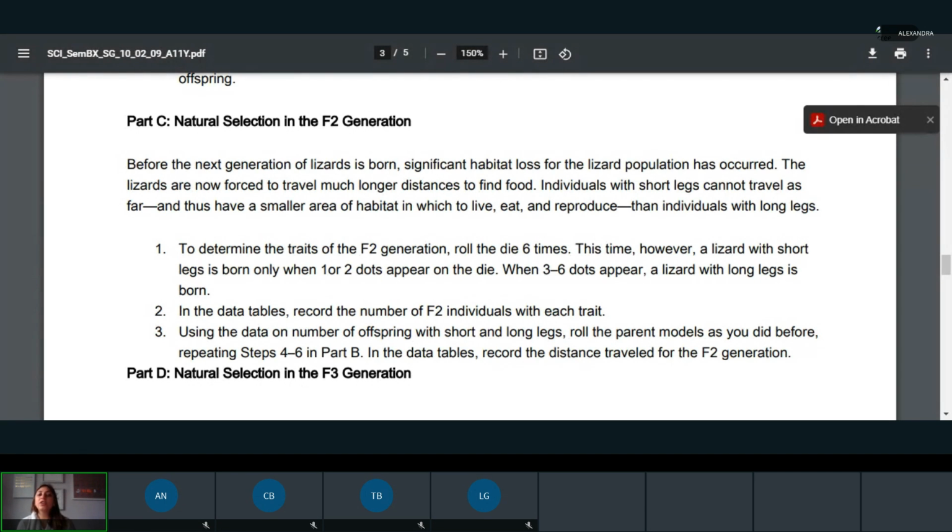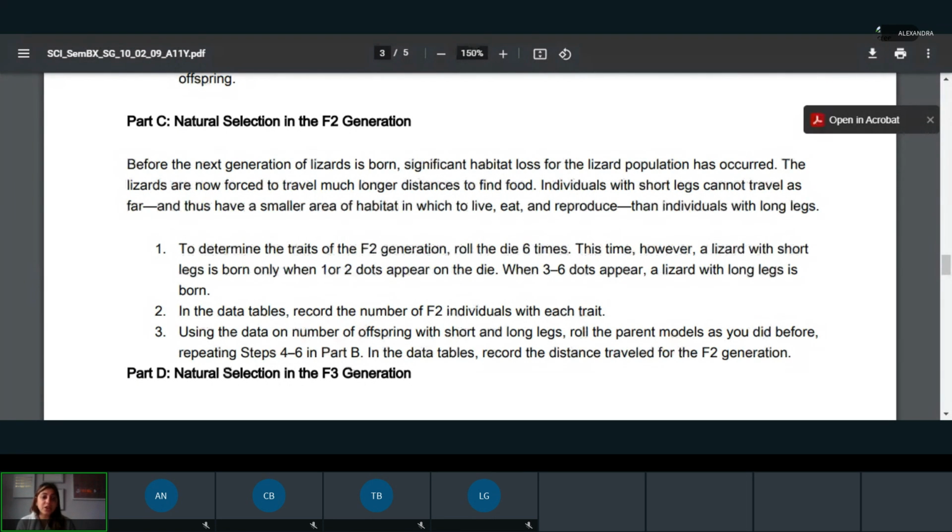Okay, so then you're going to do the same thing that you did in the F1 generation. You're going to count how many individuals are with short legs and how many are with long legs. You're going to roll and turn them and find the distance and put that into the table for the F2 generation. So again, for F2, only 1 and 2 are considered short legs, and then 3 through 6 are considered long legs.